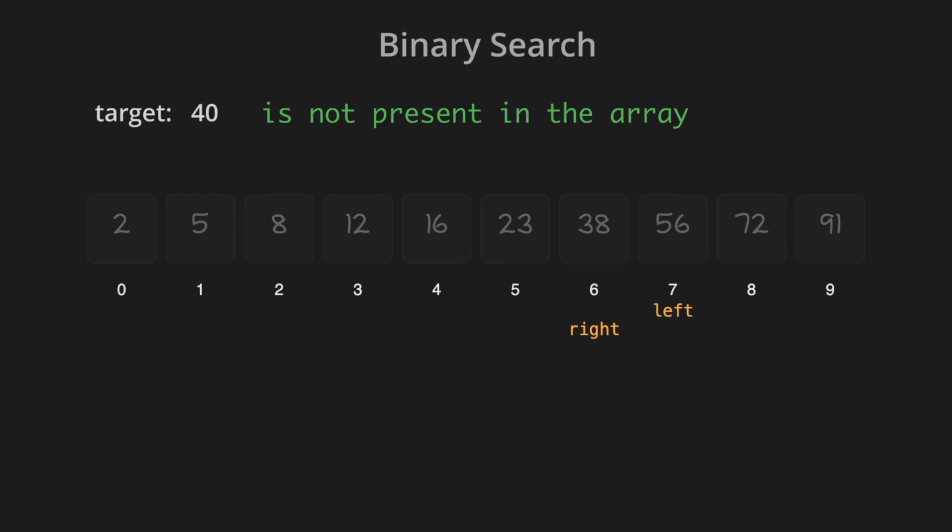This is the loop condition we use in binary search. We continue while the left pointer is less than or equal to the right pointer. When this condition becomes false, the left pointer has crossed the right pointer, there is no search range, so we return -1. Here is the pseudocode.